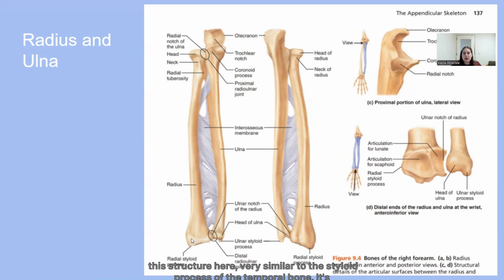And then you have the styloid process, which is going to be this structure here, very similar to the styloid process of the temporal bone. It's kind of like a tooth-like structure, almost like a pyramid. And you can see it a little bit more here. It kind of looks like a tooth. And so the styloid process is going to be a site of attachment for the ligaments of the wrist. It's just allowing more surface area for those ligaments to attach. And yeah, that's all the features of the radius that you need to know.